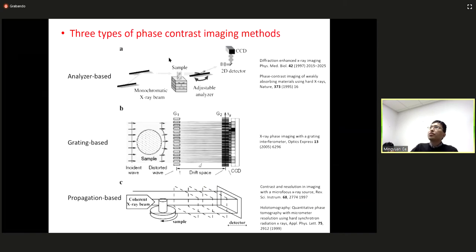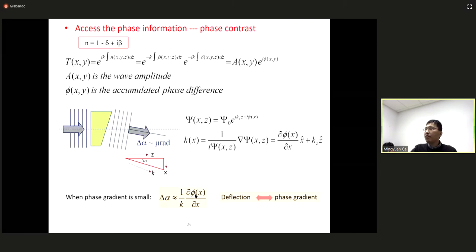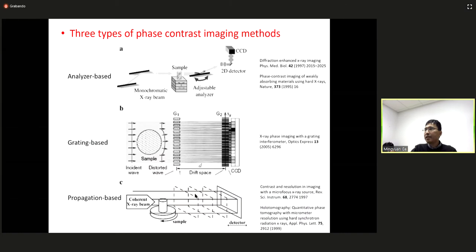So there are three types of phase contrast image method to detect what's the phase of phi it is. So the first one is analyzer-based one. Second one, we make use of grating. The third one, just direct propagate. So we will introduce one by one briefly. If you are interested, you can go to all the details in our papers as listed in the slides.